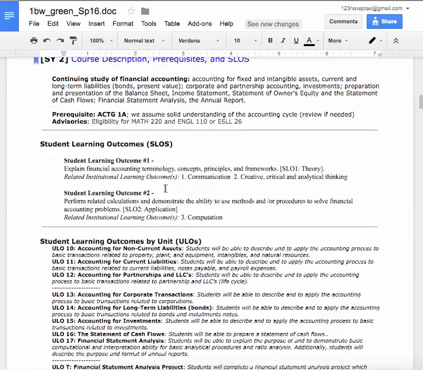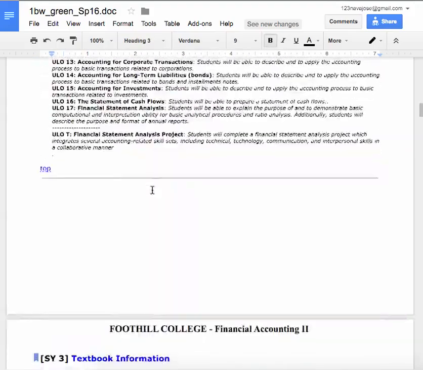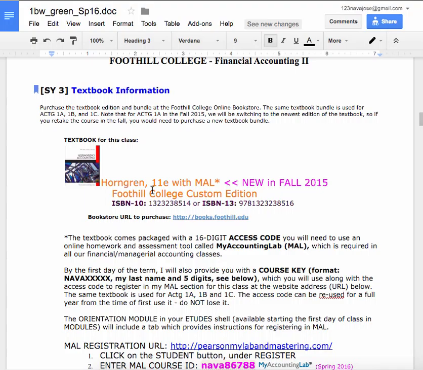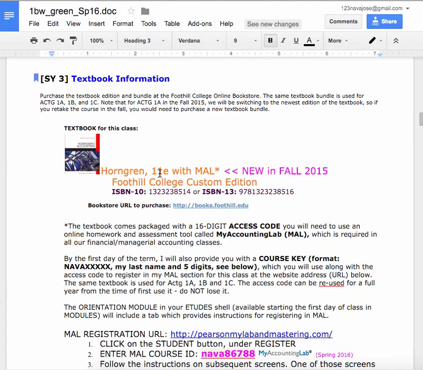Let's see. This class has a prerequisite of 1A. You probably already know that, so I will skip over all of this. You can read it on your own. The textbook info is right here. By now, you probably know that you probably have already Holmgren 11th edition, which is the Junior College 3rd edition, custom edition of the package itself, because the 11th edition Holmgren is packaged with or bundled with my accounting lab. So that becomes the Foothill College 3rd custom edition. So don't sort of confuse those edition numbers.